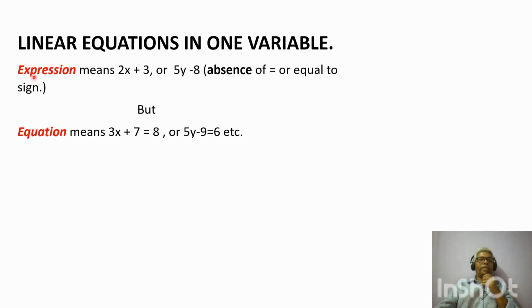Discussing today linear equations in one variable. There are two terms, expression and equation. Expression means something such as 2x plus 3. It doesn't contain an equal to sign. There is an absence of the equal to sign. But equation means something that contains an equal to sign.